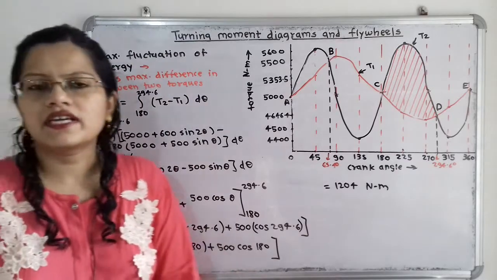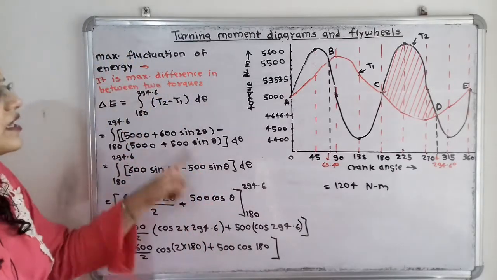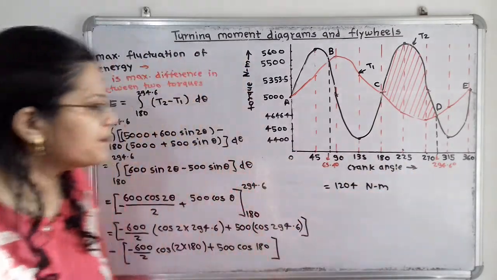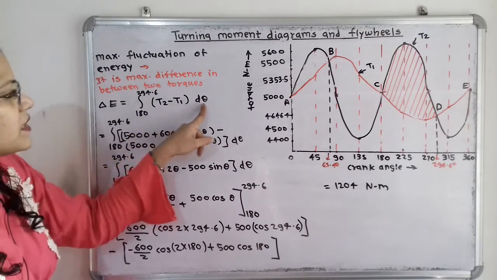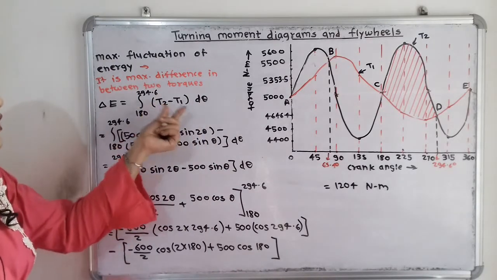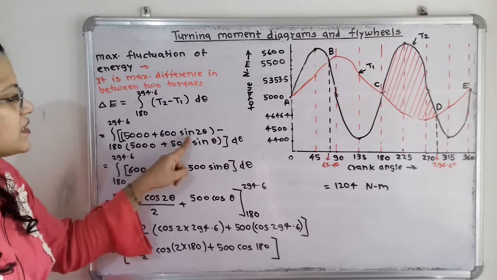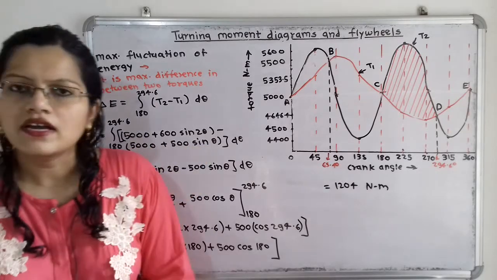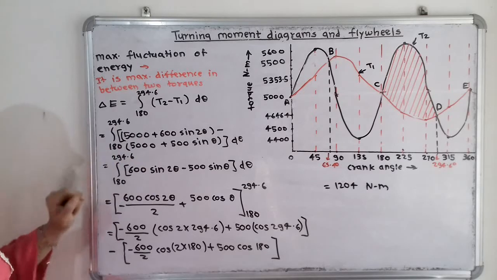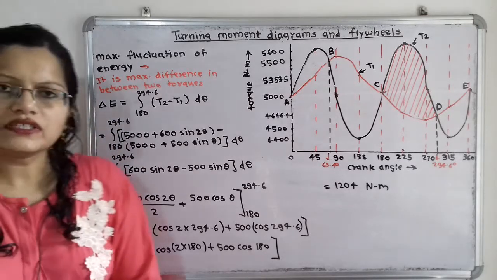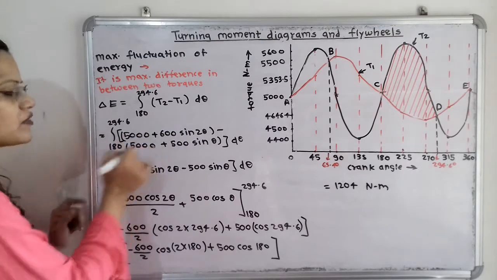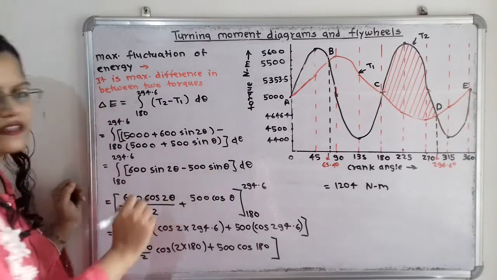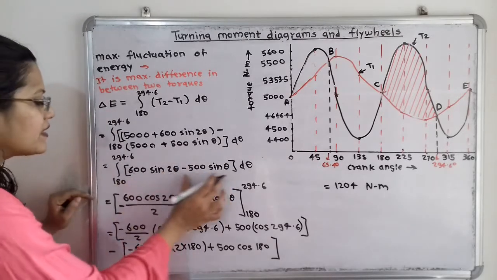So what will be our equation to find the maximum fluctuation? We give limits from 180 degrees to 294.6 degrees, and in the bracket T2 minus T1 d theta. We know T2 is 5000 plus 600 sin 2 theta, minus T1, which is 5000 plus 500 sin theta, d theta, with limits 180 to 294.6. Now if we solve this, 5000 gets cancelled, so in the brackets we have 600 sin 2 theta minus 500 sin theta d theta. Now again we take the integration.